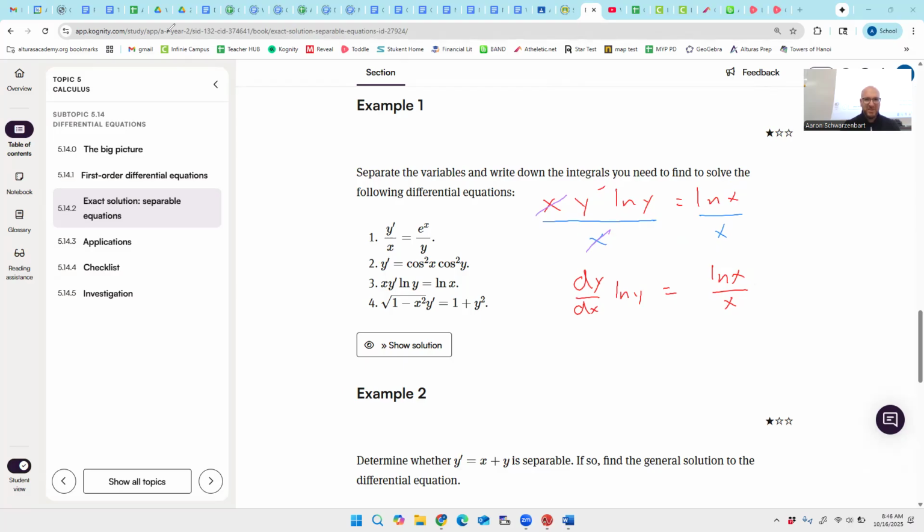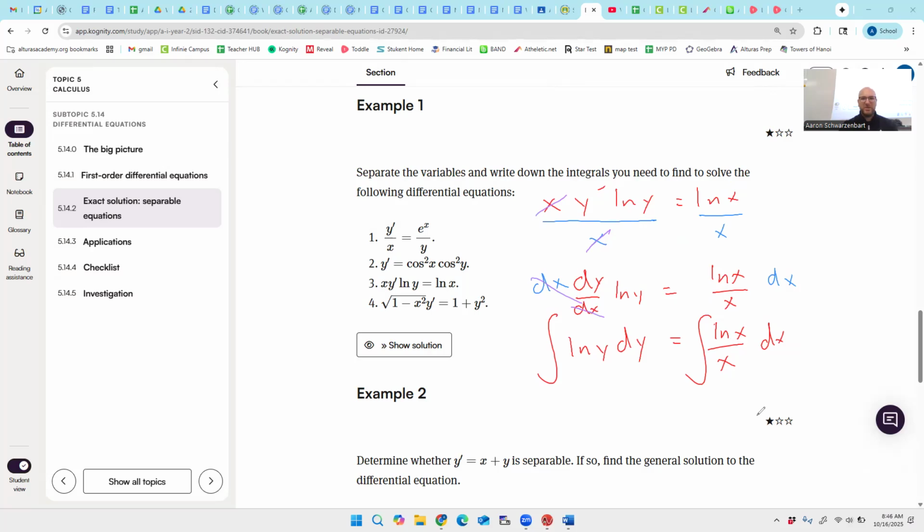Now I'll multiply both sides by dx. And for the heck of it, I'm going to integrate this, because I want to see who remembers how. Oh, actually, you don't know how to integrate ln y. You need integration by parts for that.